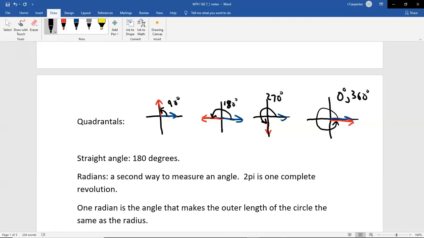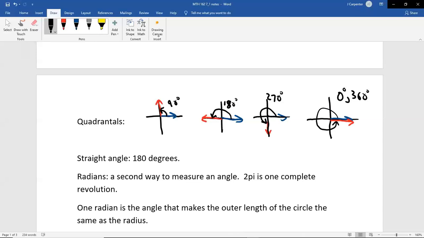So a radian is a second way to measure an angle. 2 pi is 1 complete revolution. So for radians, 2 pi is now a complete revolution. So if in degrees, 360 degrees is 1 complete revolution as seen here, that means that 2 pi is the same thing. So 2 pi is the same as 360 degrees. That's our jumping off point that we'll see.